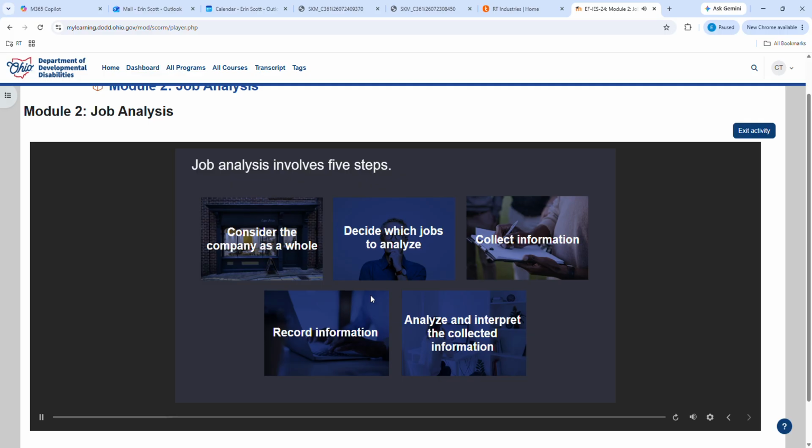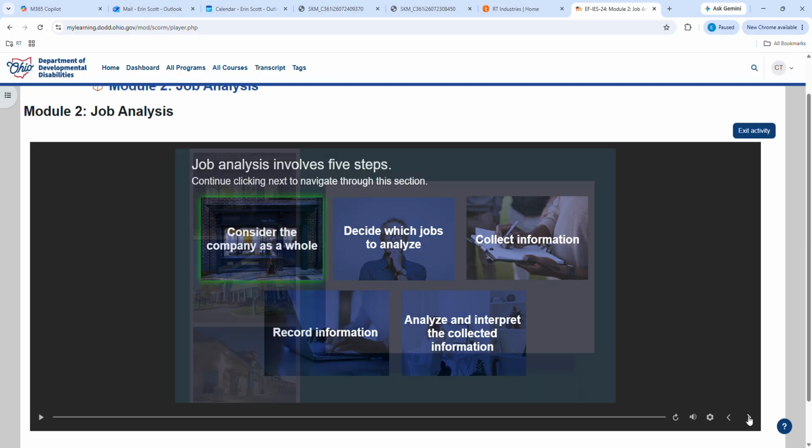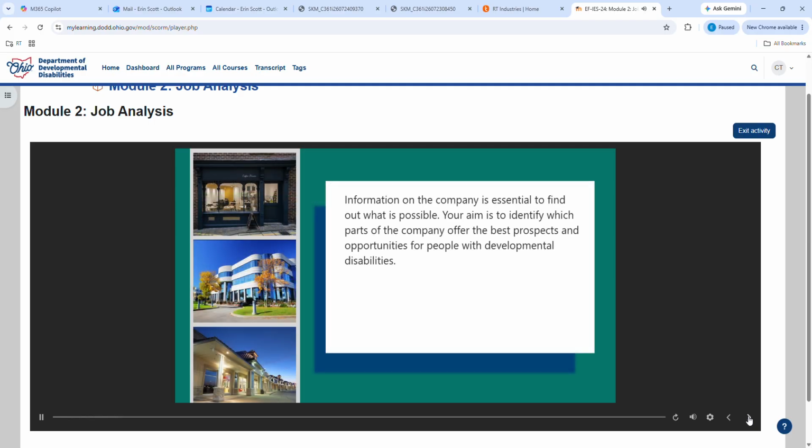Job analysis involves 5 steps. Continue clicking Next to navigate through this section. Consider the company as a whole. Information on the company is essential to find out what is possible. Your aim is to identify which parts of the company offer the best prospects and opportunities for people with developmental disabilities.